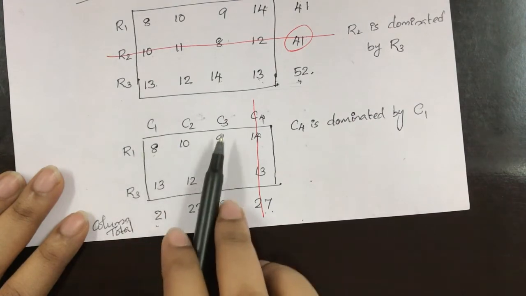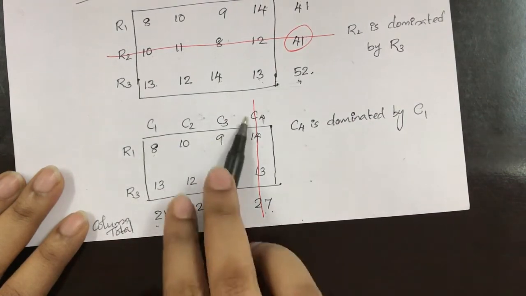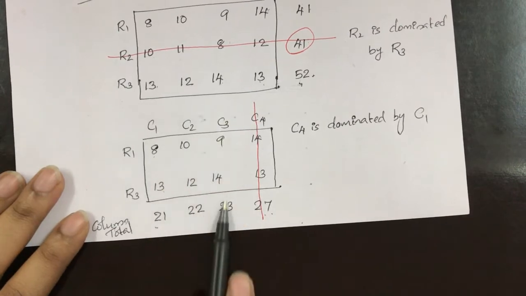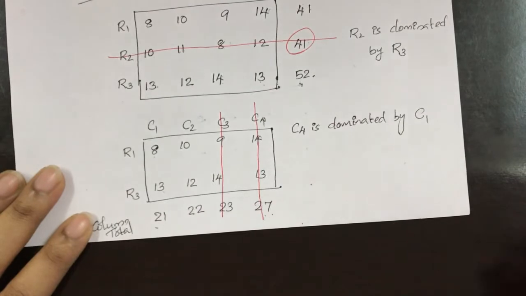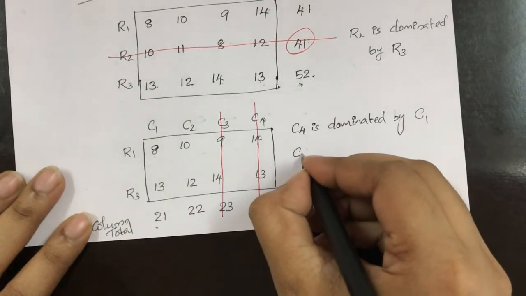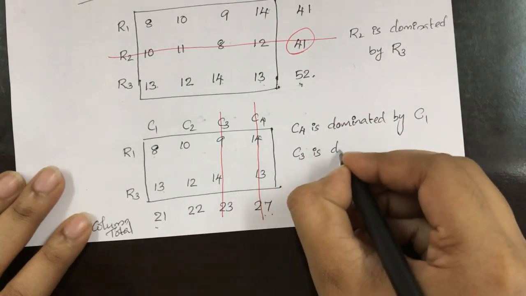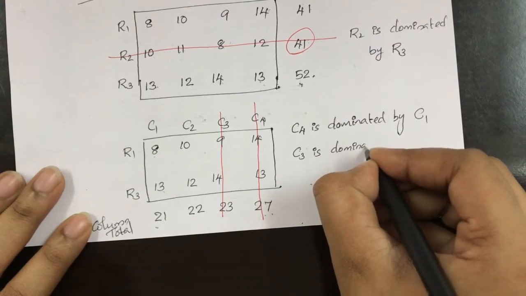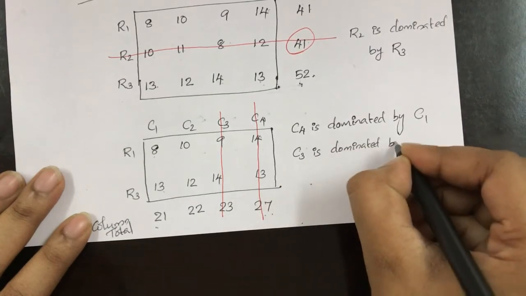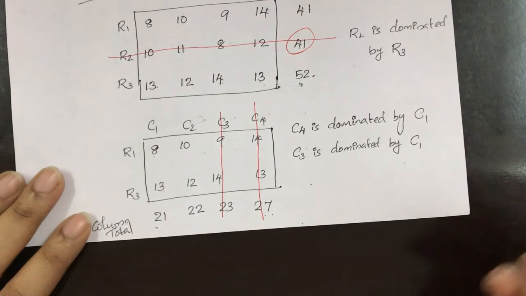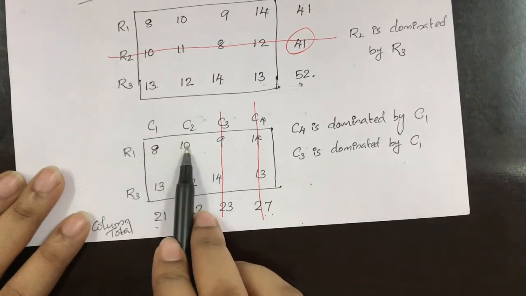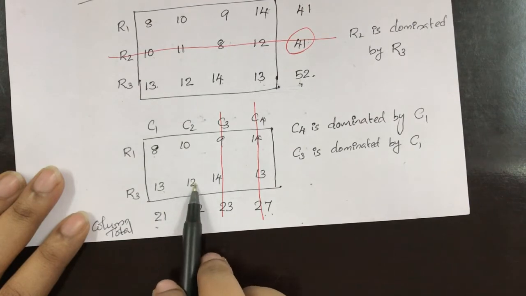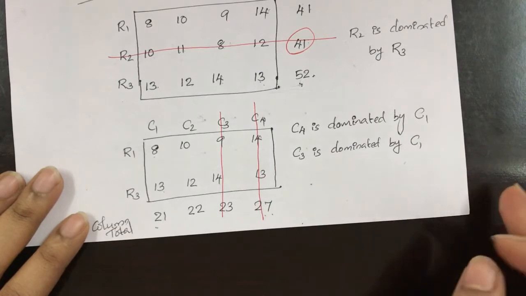Then again compare C1 with the next highest total, that is 23. 8, 9, it has the highest. 13, 14, both values, the highest is column 3. So C3 is deleted, and write C3 is dominated by, again, C1. Then compare C1 with C2. 8, 10, it has the highest; 13, 12, it has the lowest. So there is no column dominance between C1 and C2.